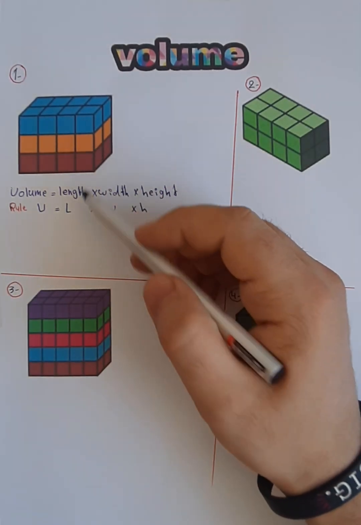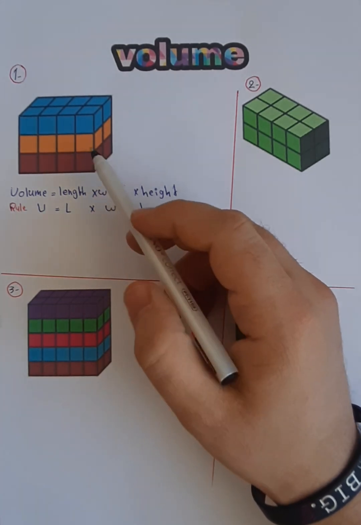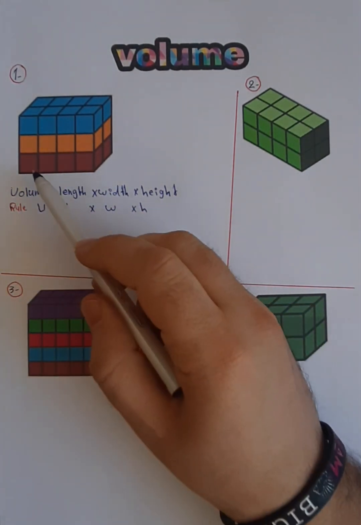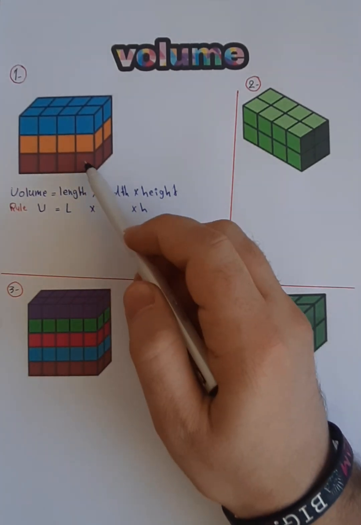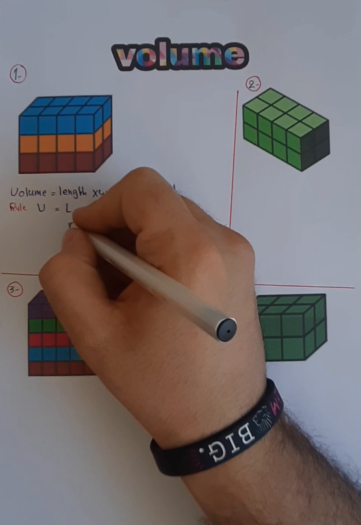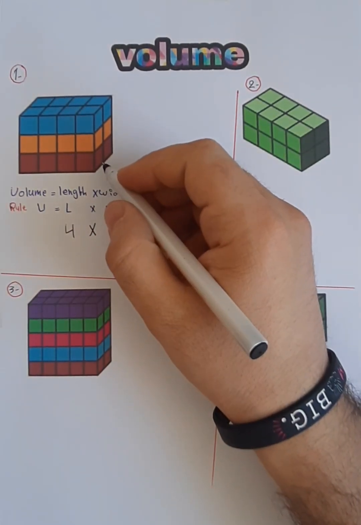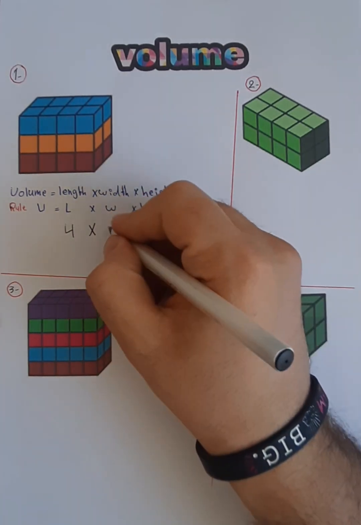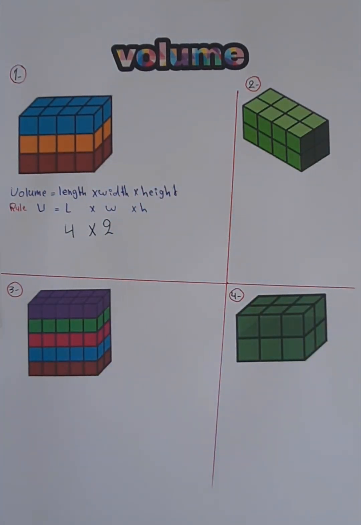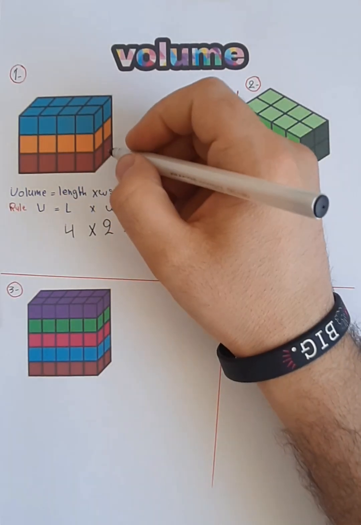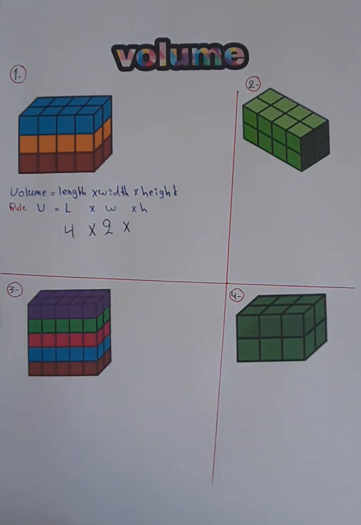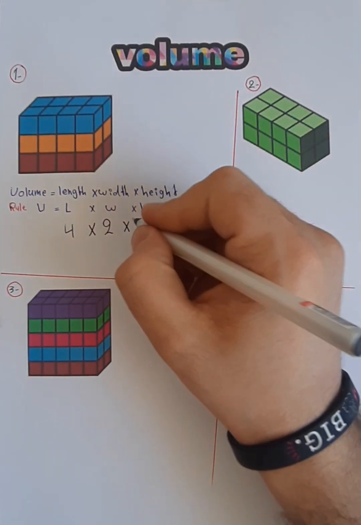Example number 1, we have this rectangular prism. The length of this rectangular prism is how many squares? 1, 2, 3, 4. So the length is 4 squares. We have to write 4 instead of L and then multiply by width. Width, how many squares is the width? 1, 2. So we have to write 2 instead of W and then multiply by height. The height of the rectangular prism is how many squares? We have to count it. 1, 2, 3. So the height for this rectangular prism is 3.